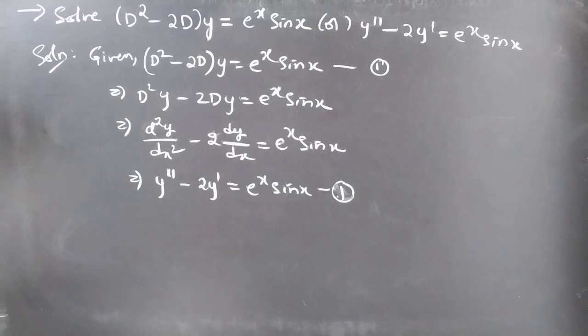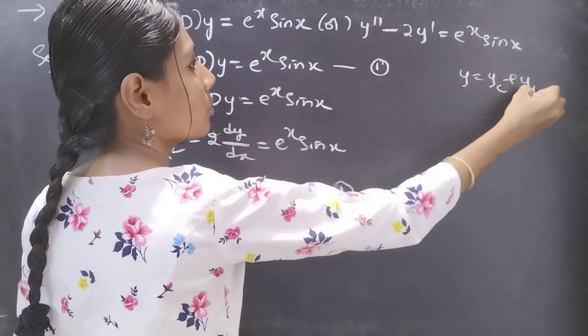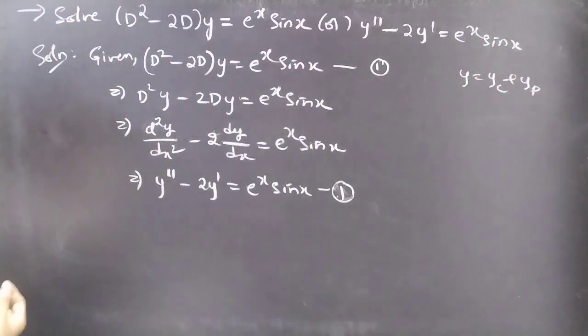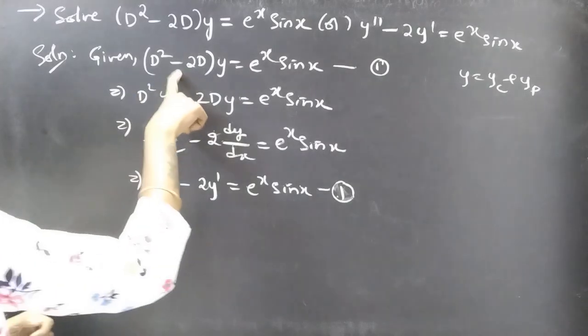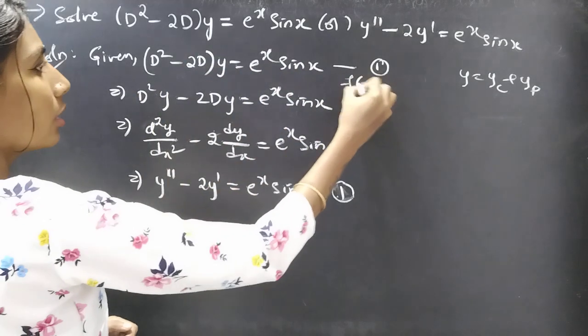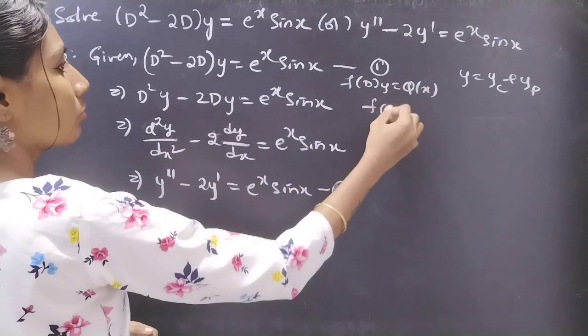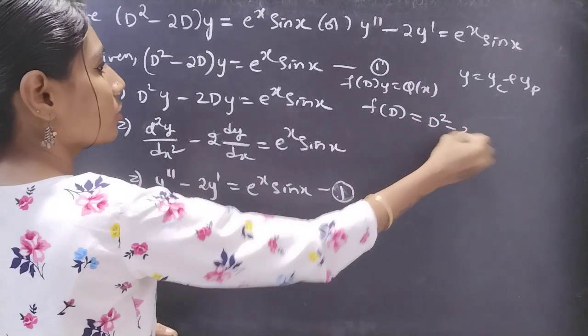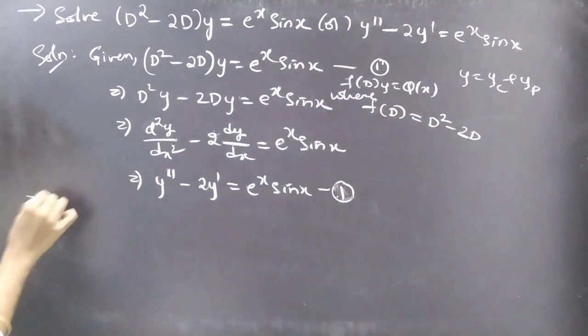Now we know that the general solution to this equation is given by y = yc + yp, where yc is the complementary function and yp is the particular integral. We'll find yc using the auxiliary equation. For that we'll use this form, which is in f(D) y = Q(x) form, where f(D) = D² − 2D.